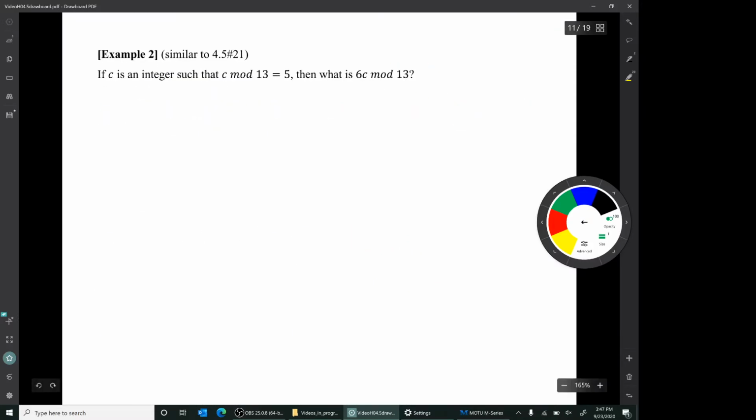Example 2 says, suppose c is an integer such that that's true. Then what's the value of this? So c mod 13 is 5. So then the question is, what is 6c mod 13? Well, the key is that the only way to make sense of expressions like these is to think of the special equations.